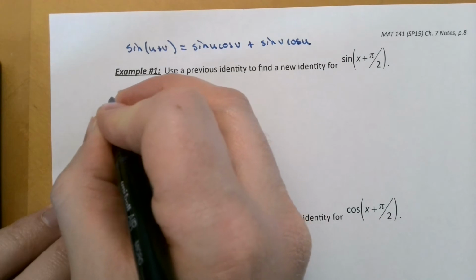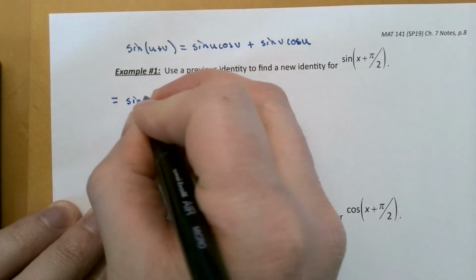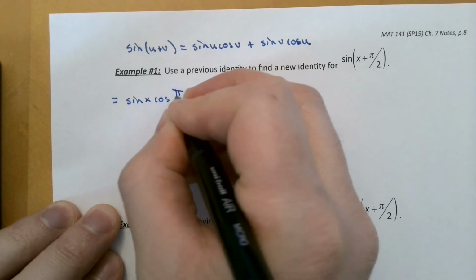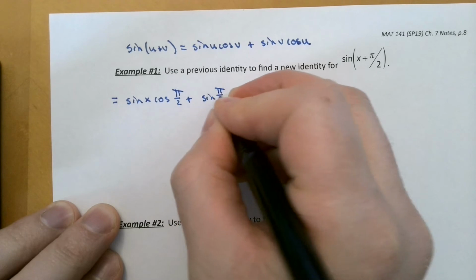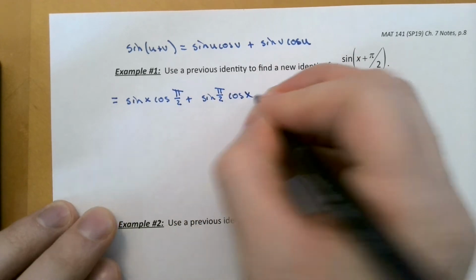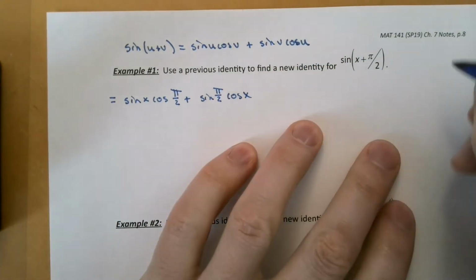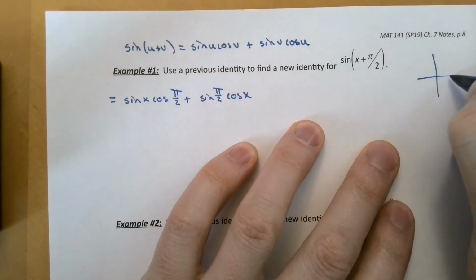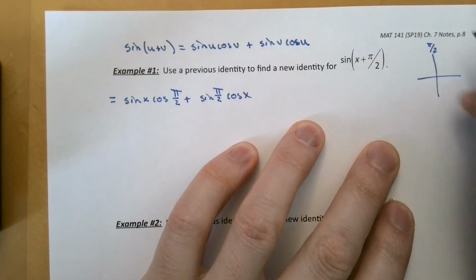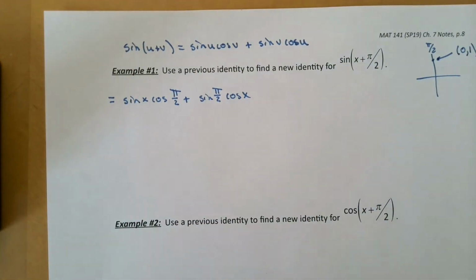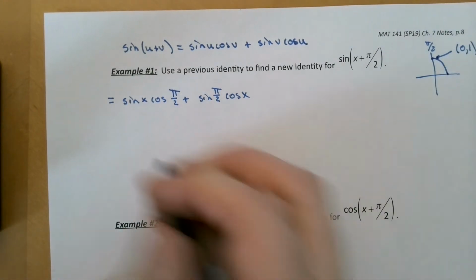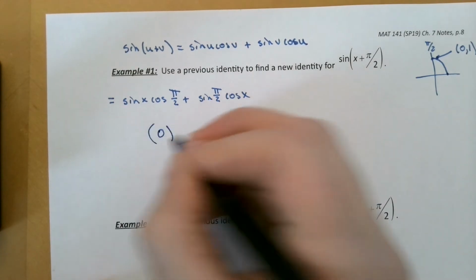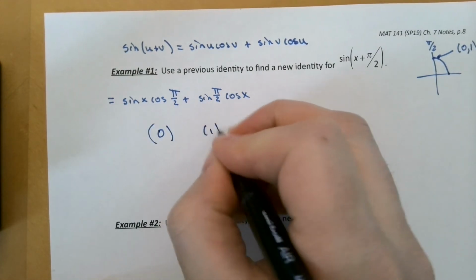In other words, that is going to equal sine of x times cosine of pi halves plus sine of pi halves times cosine of x. Now, we got to jump to the unit circle and see what the values are at pi halves. So note this is pi halves, and that point here happens to be 0, 1. So I guess I should put this in, right? So cosine of pi halves happens to be 0, and sine of pi halves happens to be 1.